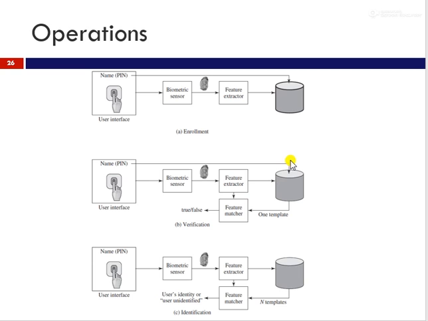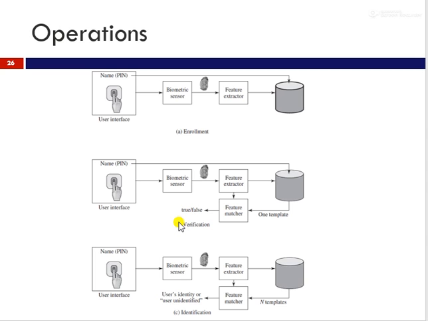The name will be searched through the database, and wherever the name matches, it will retrieve the template stored against that name. This stored template is given as input to the feature matcher, and it is matched against the generated template. If the feature matcher gives you true, then the user has been authenticated. If it is false, the user is not authenticated.